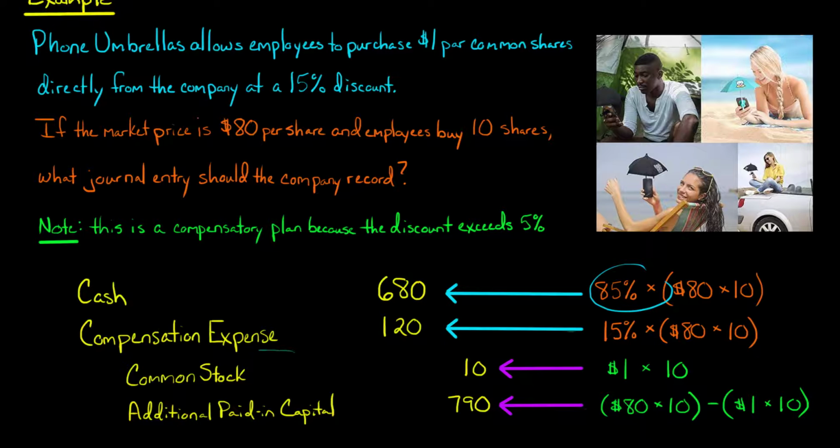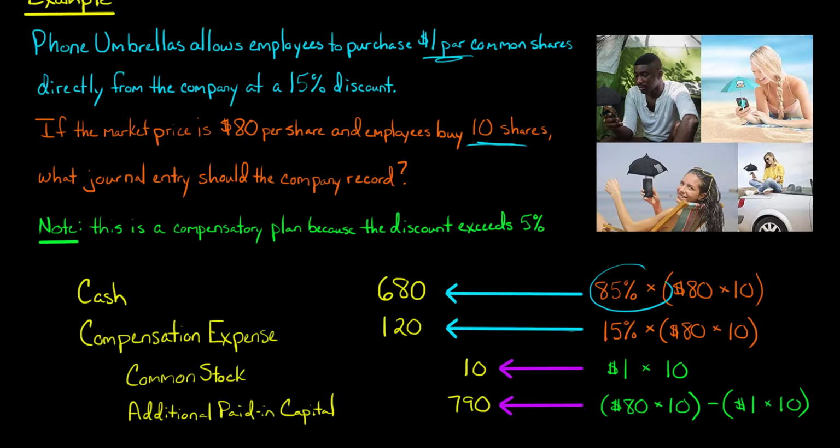Now, we are going to credit common stock for the par value of the shares, which is $1 par per share times 10 shares. So we've got a credit to common stock of $10. Now, you could figure out additional paid-in capital in a couple ways. Number one, if you didn't know what this was, you could say, okay, we have $800 of debits, $10 of credits, so there must be a credit to additional paid-in capital of $790. Alternatively, you could say $80 market price times 10 shares minus the amount that's recognized for the par value, 10 shares times $1 par value per share, and we end up with the credit to additional paid-in capital of $790.